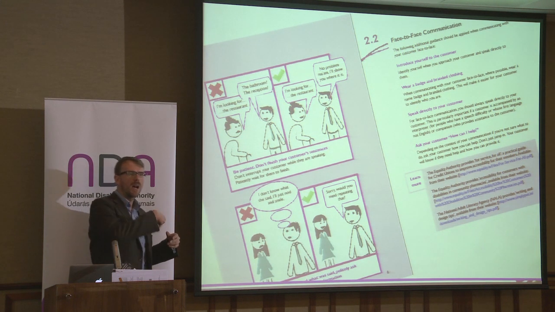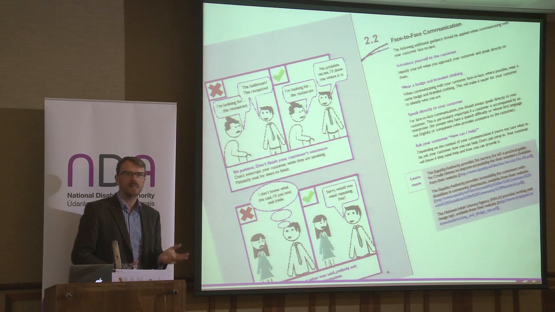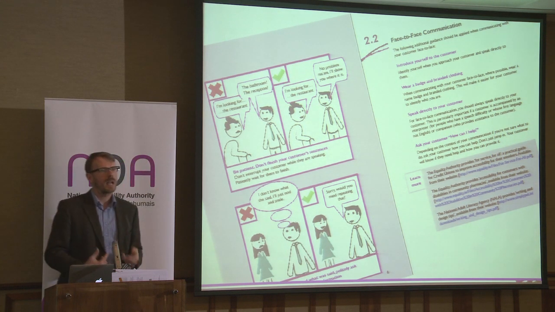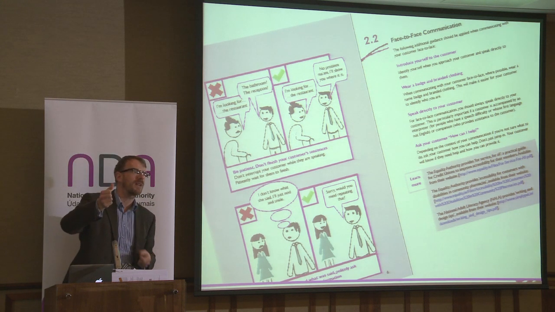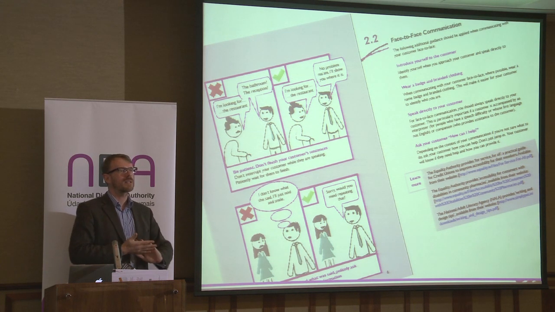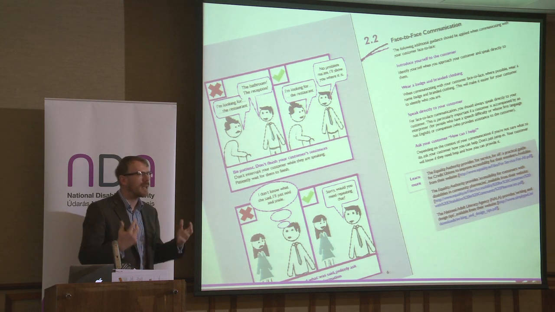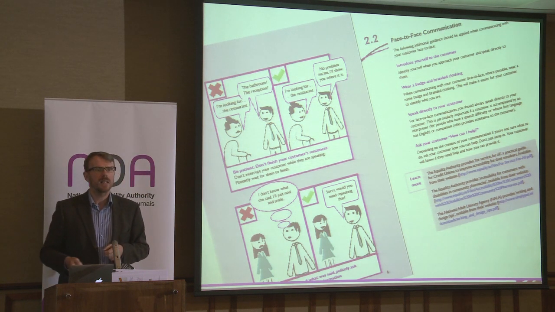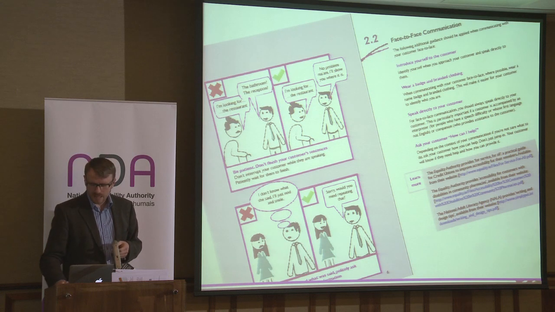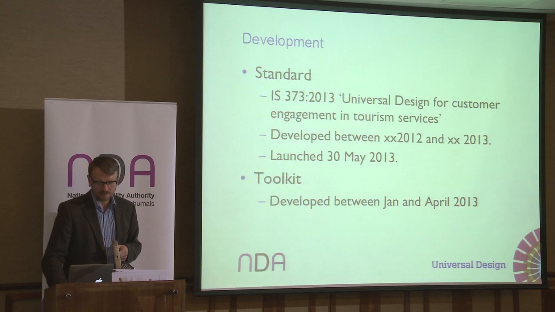So you'll get a good and bad example, a scenario, some bullet points, some further reading, and a checklist that can be pulled out and stuck on the notice board in the staff canteen, on 5 points to think of around universal design for good face-to-face communication, for example, or 7 points to think of when writing a document or a leaflet so that it's as understandable as possible to everyone.